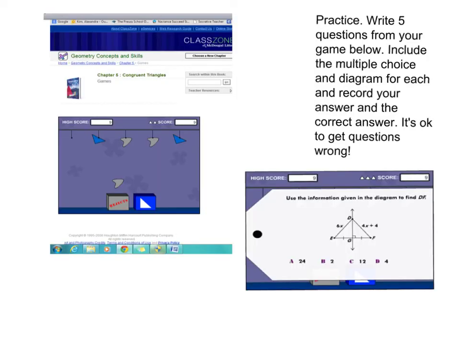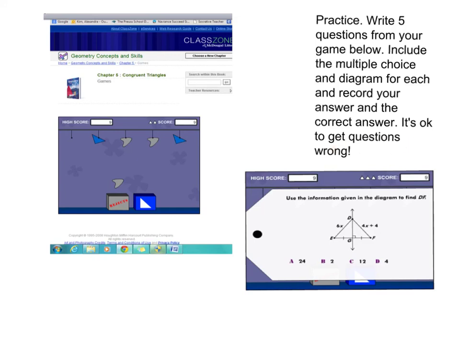Okay, the first thing I need you to do, we're now in the lower half of your notes. I want you to copy this at the top so you know what the practice is. Here's what it says. Write 5 questions from your game below. Include the multiple choice and diagram for each and record your answer and the correct answer. I want to know what you put, and then I want to know if you wrote the right answer. And you know what? I'm not going to mark you off if it's wrong. I just want to know if you're getting them wrong.